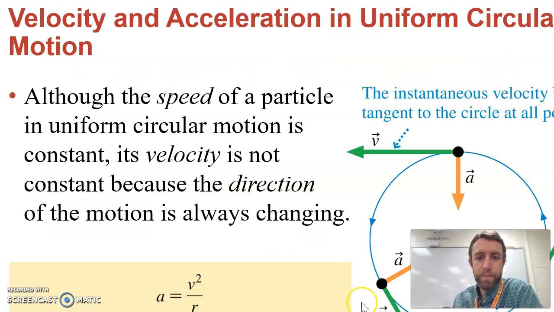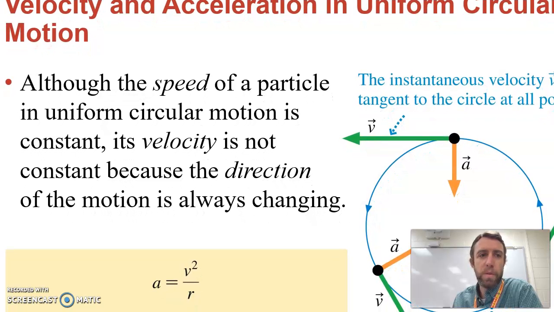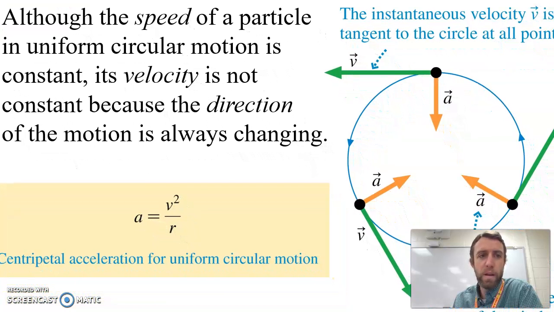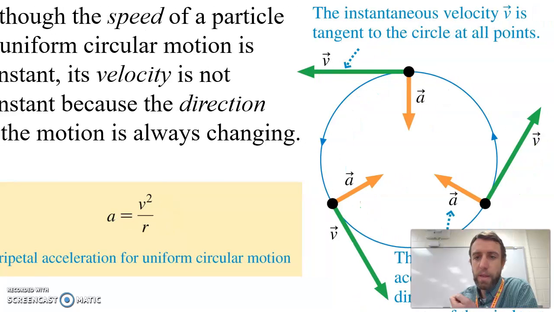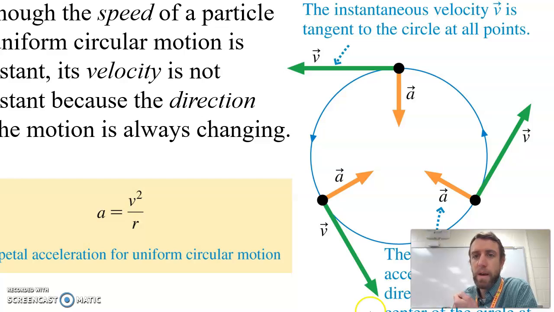Okay, so velocity and acceleration in uniform circular motion. I'm going to move this down here so you can see everything. The speed of a particle in uniform circular motion is constant, but the velocity is not. This is exactly what we just talked about. If you look at this picture here, the instantaneous velocity, just like we talked about on the previous slide, is tangent to the circle.